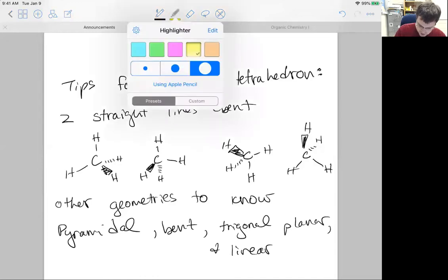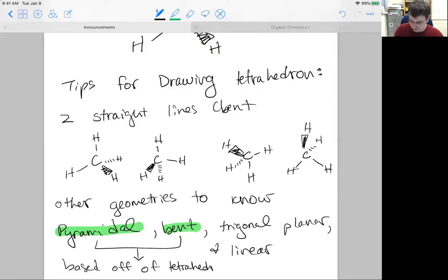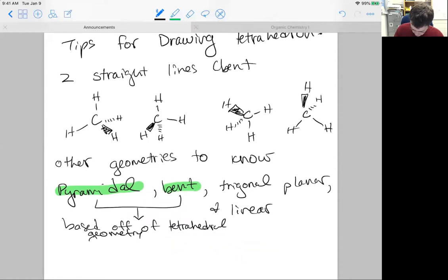What's interesting about this is students often struggle with this because they report back that there's some brute force memorizing involved to get to know all 5 different geometries, tetrahedral in addition to these other 4. But the thing to note is that pyramidal and bent are based off of the tetrahedral geometry. Okay, they're all based off of the tetrahedral geometry.